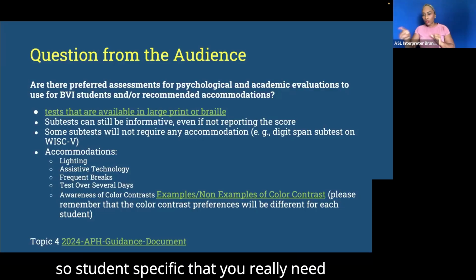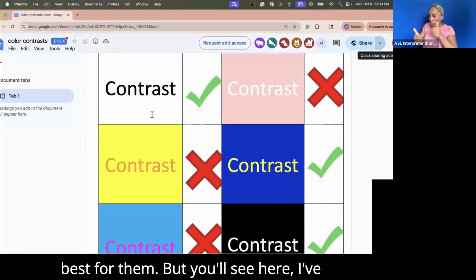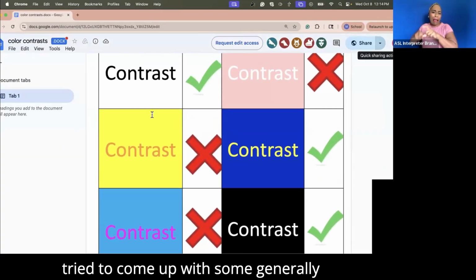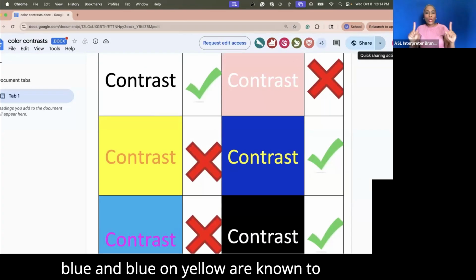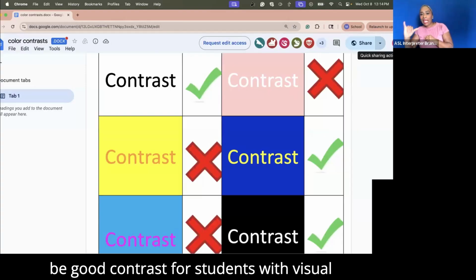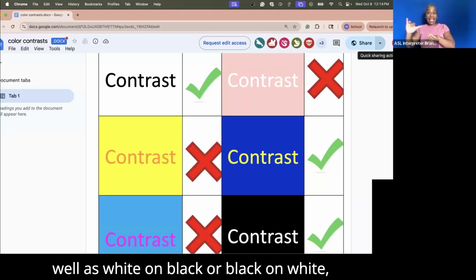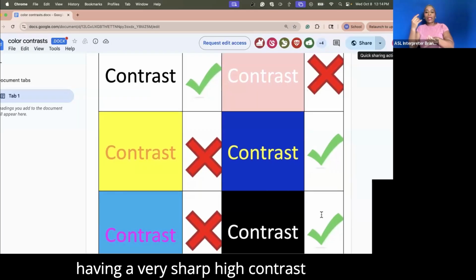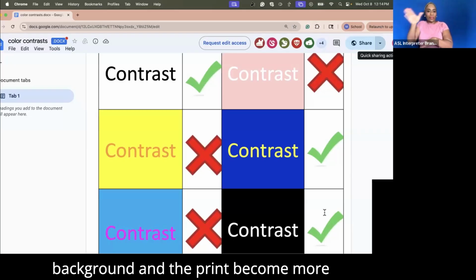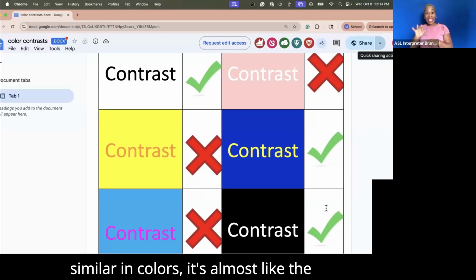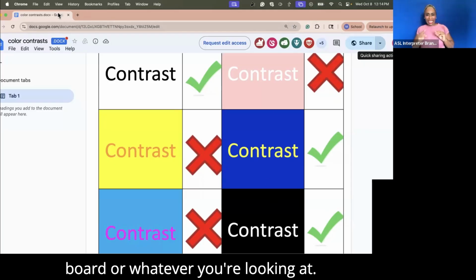And again, it's so student specific that you really need to ask the kiddo what color contrasts are best for them. But you'll see here, I've tried to come up with some generally known examples. For example, yellow on blue and blue on yellow are known to be good contrast for students with visual impairments. And you'll see that on a lot of the technology that's out there, as well as white on black or black on white, having a very sharp high contrast in the color of the print versus the color of the background. When the background and the print become more similar in colors, it's almost like the words disappear off the screen or off the board or whatever you're looking at.